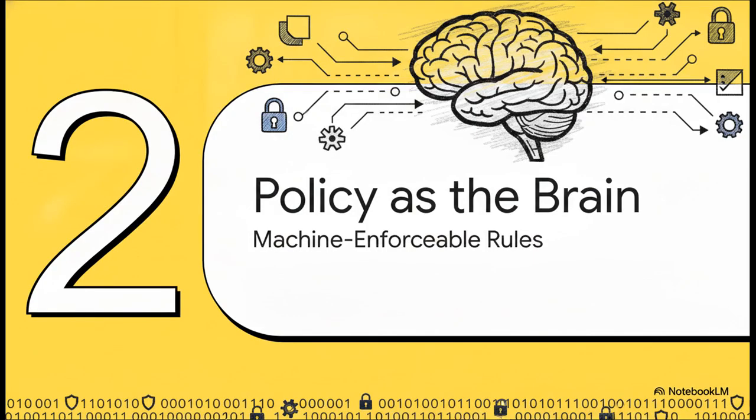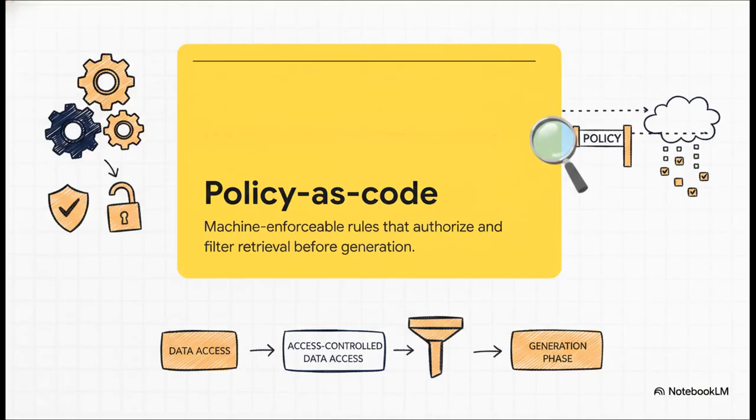Moving right along to Section 2, Policy as the New Brain, Establishing Machine Enforceable Rules. The real paradigm shift here is policy as code. We're talking about setting up machine enforceable rules using engines like OPA or AWS Cedar. This shifts the whole concept of retrieval from just data access to access-controlled data access. Every single retrieval step is explicitly authorized, validated, and filtered by this policy logic, way before the context ever gets anywhere near the generation phase.